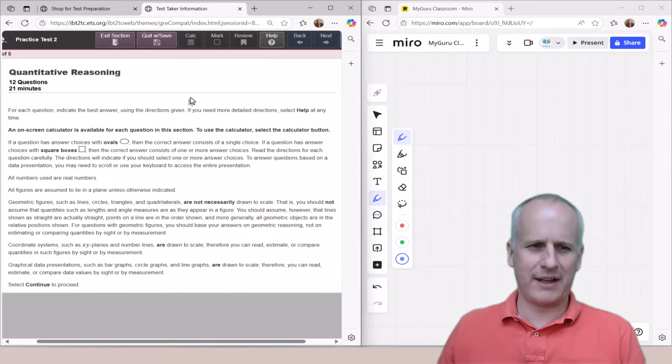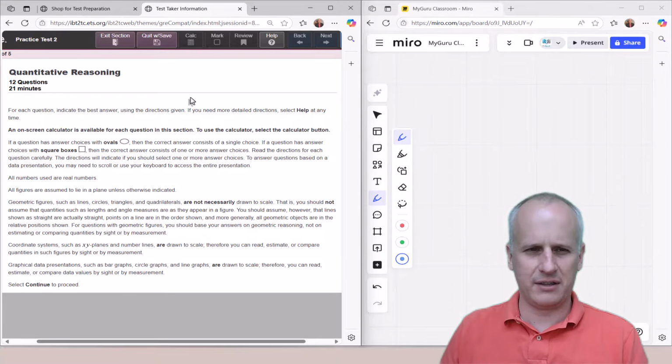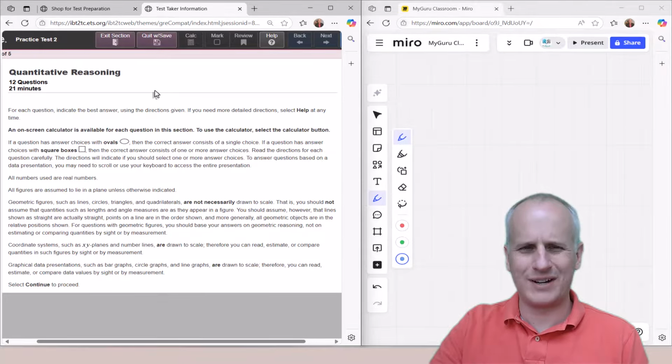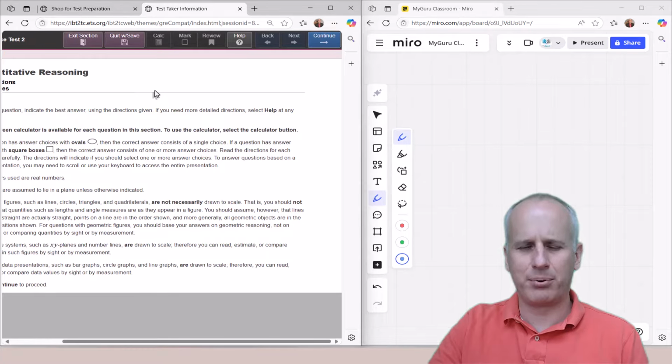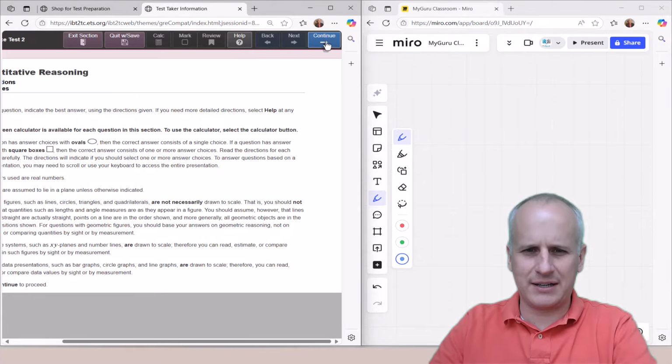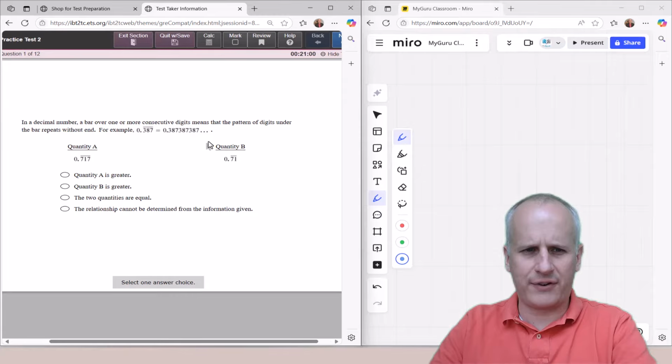And you can see we've got the quantitative reasoning section. I'm kind of framing things a little bit differently than you normally would, just so you can see my scratch work here on the right for the problems, but you can see it's going to take 21 minutes to go through 12 questions. That's always the structure of this first quantitative reasoning section of the GRE as it is currently comprised. We're going to just click continue and see our first question.